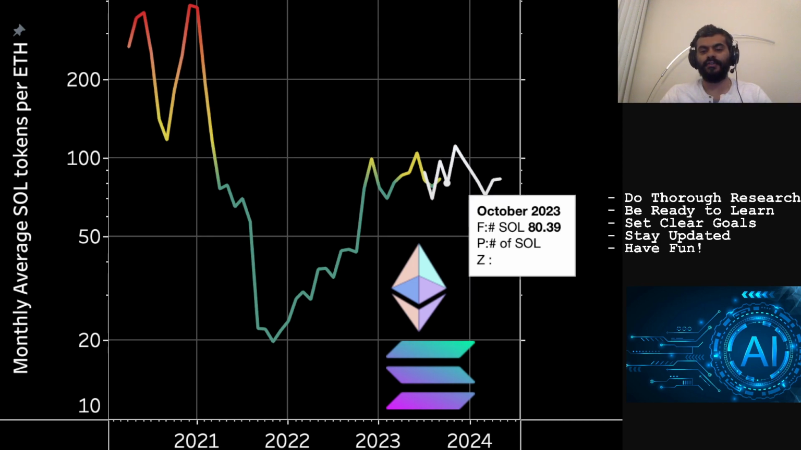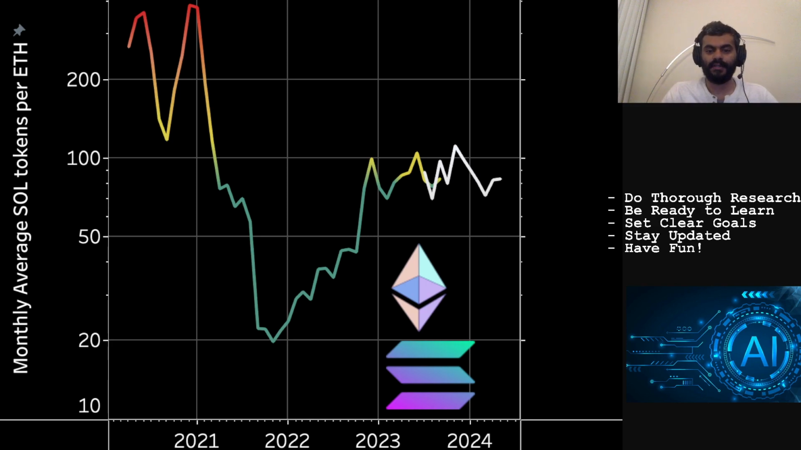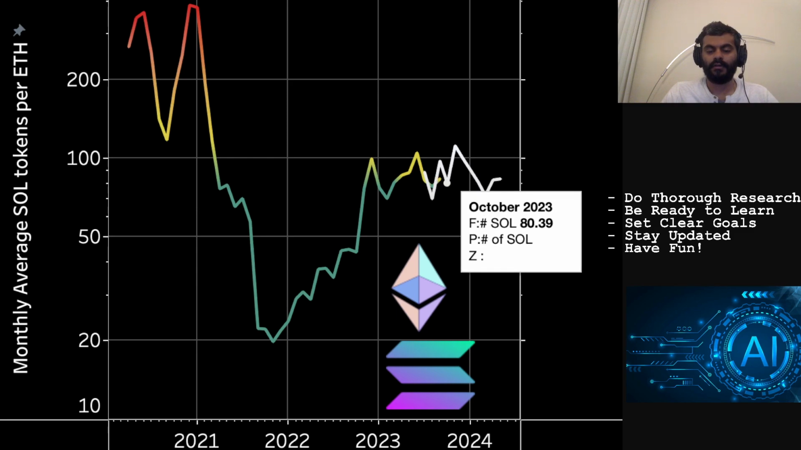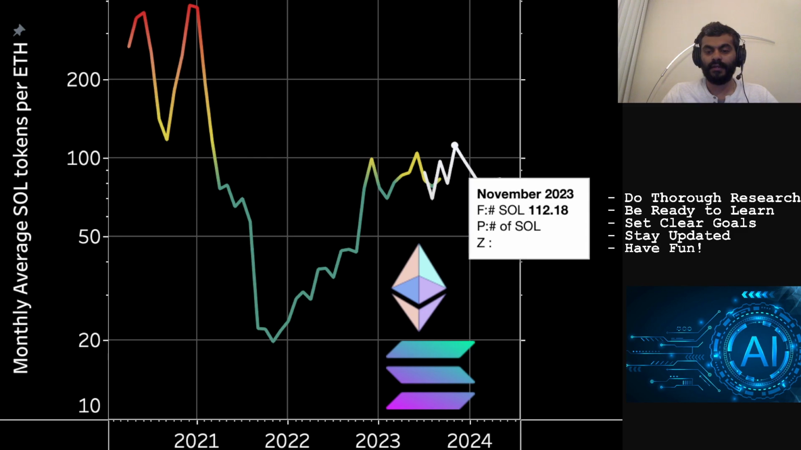One standard deviation to the upside is the bull case, and one standard deviation to the downside is the bear case. I'll present them shortly. So for the base case, October is at 80 sol per ETH, November at 111 or 112 sol per ETH.